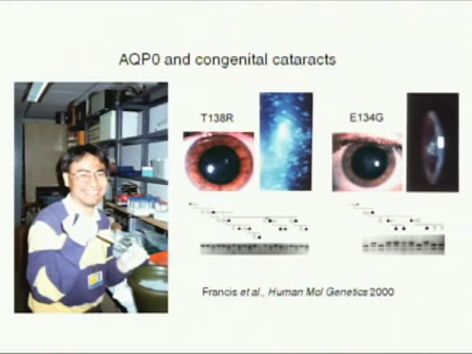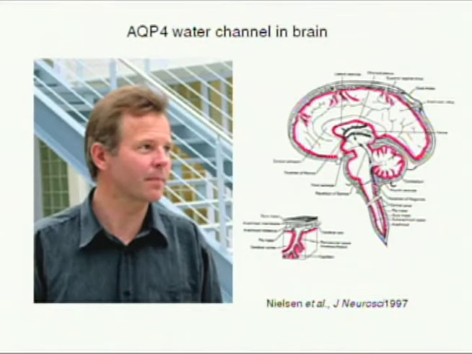Aquaporin 0, expressed in lens, is the basis for a number of congenital cataracts. Dominantly inherited cataracts are caused by mutations, due to the opacity from the precipitation of proteins. And this is the work of Masato Yasui, a postdoc in the lab who's back in Japan as chair of the pharmacology department at Keio University.